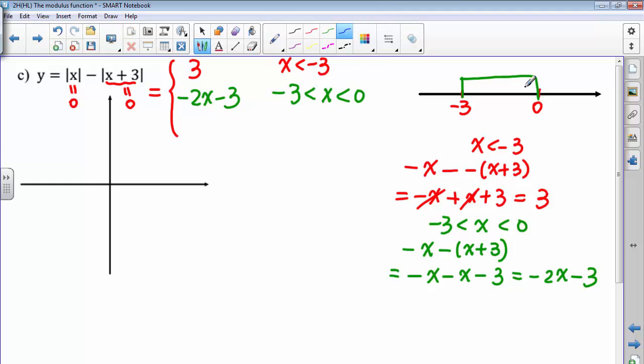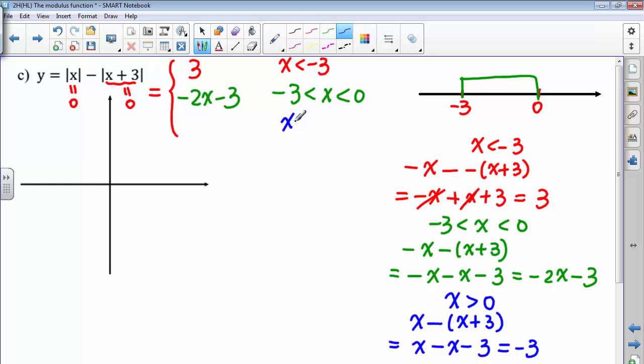The last piece is x is greater than 0. If x is positive, you know this one, absolute value of x, should be just x. X plus 3 is still positive. So when you remove the modulus sign, you only have brackets x plus 3. Then simplify this expression. It's x minus x minus 3. It's negative 3. Which means the third piece in this piecewise function is when x is larger than 0, it's negative 3.